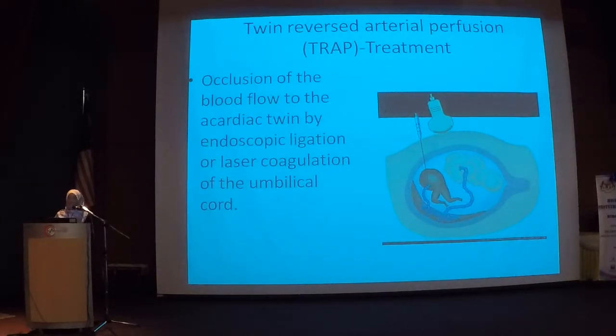What is the management? Ideally, the management is occlusion of the blood flow to the acardiac twin by endoscopic ligation or laser coagulation of the cord. Whenever we occlude the blood flow at the cord going to the acardiac twin, we stop the anastomosis, we stop the blood flow to the acardiac twin.